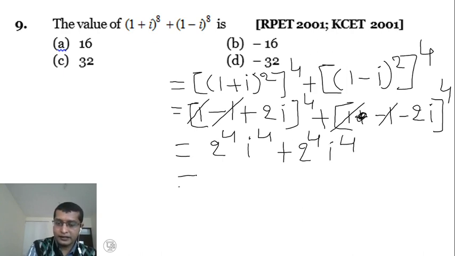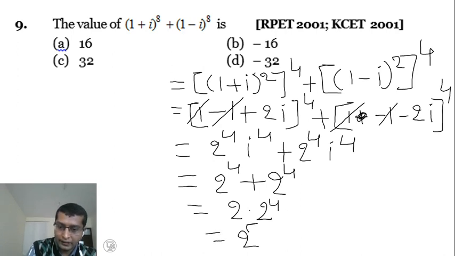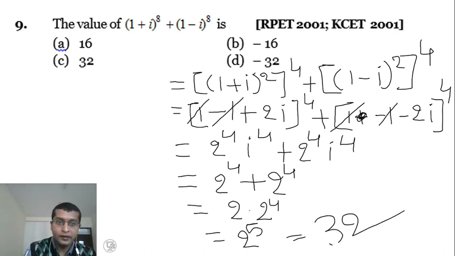In the next step, I take 2 raised to 4 and i raised to 4. I raised to 4 can be written as i square into i square, which is going to be plus 1. And here it is 2 raised to 4 as well. So 2 raised to 4 repeated 2 times is 2 times 2 raised to 4, so we get 2 raised to 5. 2 raised to 5 is 32. Therefore the correct option is C here.